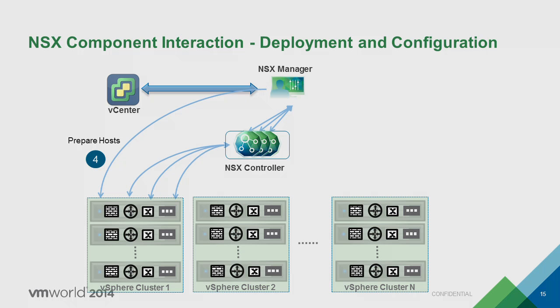The installation piece is very easy. You select a cluster, you right-click, install, and that will push all the VIBs, in this case, all the kernel data path modules required for NSX to operate in the system.